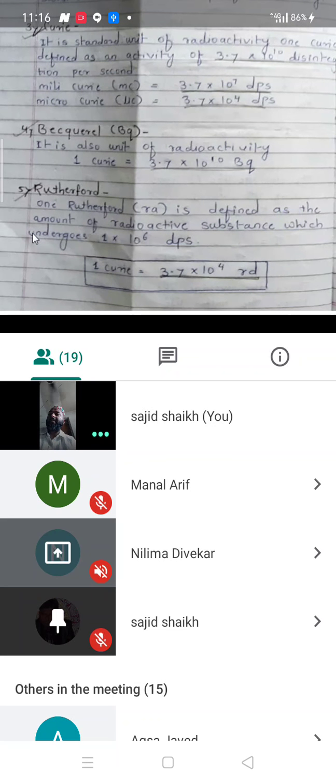You got this point, the basic difference in the Rutherford. These are all units of radioactivity: Curie, Becquerel and Rutherford. Their interrelation we have seen. 1 Curie is 3.7 into 10 raised to 10 Becquerel, or 1 Curie is defined as the activity of 3.7 into 10 raised to 10 disintegrations per second. Millicurie we have seen, microcurie we have seen, and the relation between the Rutherford and the Curie.